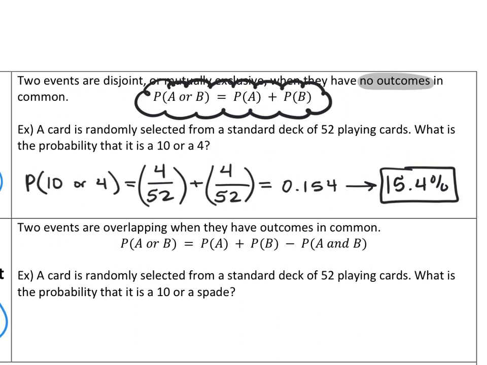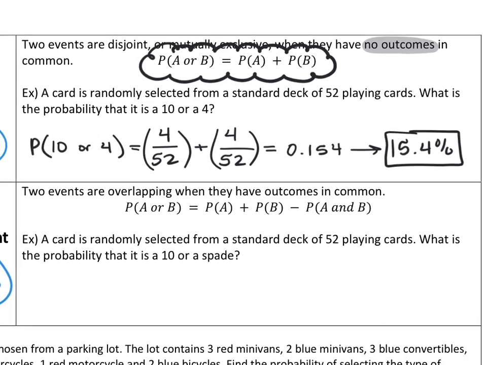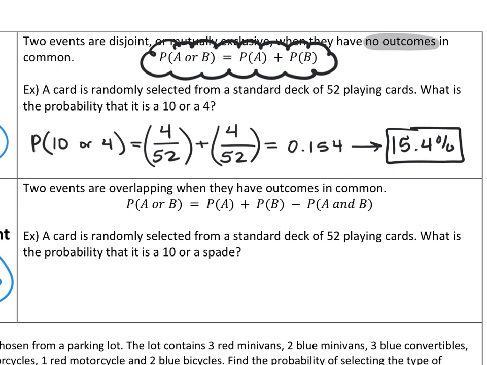Easy peasy. It's because they're disjoint. They can't happen at the same time. There is no card that is both a 10 and a 4 at the same time. But if we look at overlapping events, the formula adds a little something at the end. In fact, it subtracts a little something at the end.